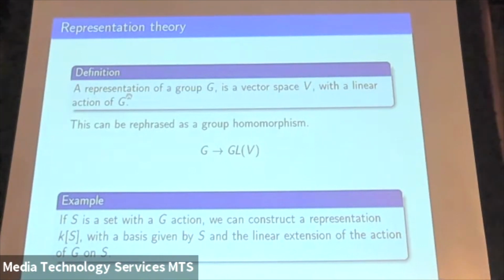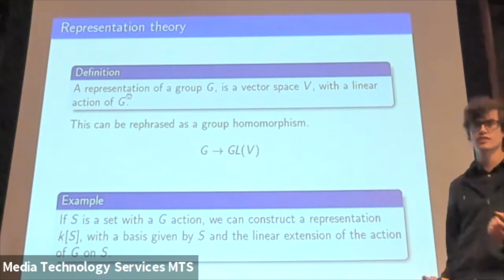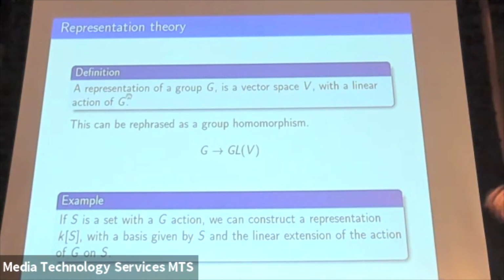So a representation of a group G is just a vector space with a linear action of G, which can be rephrased as a homomorphism as in the slide. But what's the idea of a representation? The idea is to linearize group actions. Group actions in general are complicated and nonlinear, but representation theory allows us to use techniques of linear algebra, like in so many other areas of mathematics, to approach problems on groups and group theory.